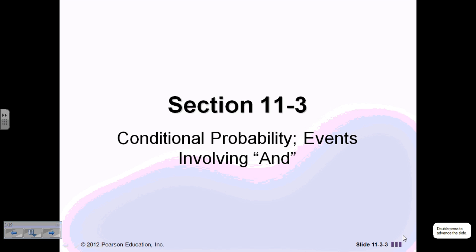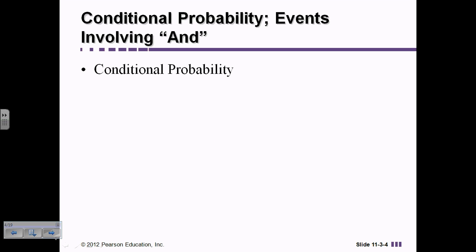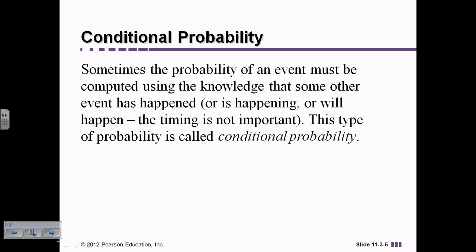Right, we're going to be looking at section 11.3, which is talking about events that involve "and." So we're going to be talking about something called conditional probabilities, events that involve "and." And what we're going to be talking about first is conditional probability. With conditional probability, you're trying to look at the event that something's going to happen only if something else also happens.